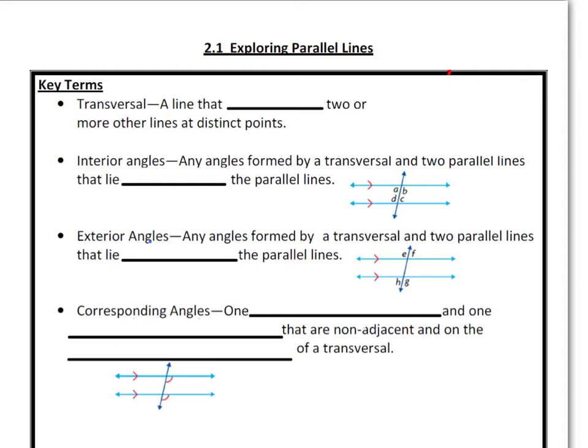Let's go over some key terms. A transversal is a line that intersects two or more other lines at distinct points. An example of this is if we have two lines like that, then the red line passing through like that would be the transversal.